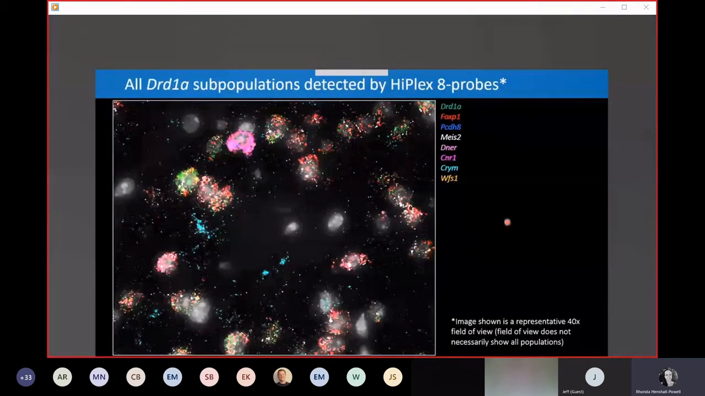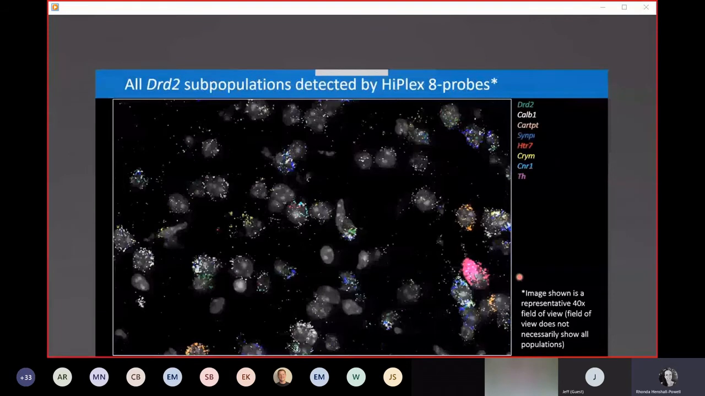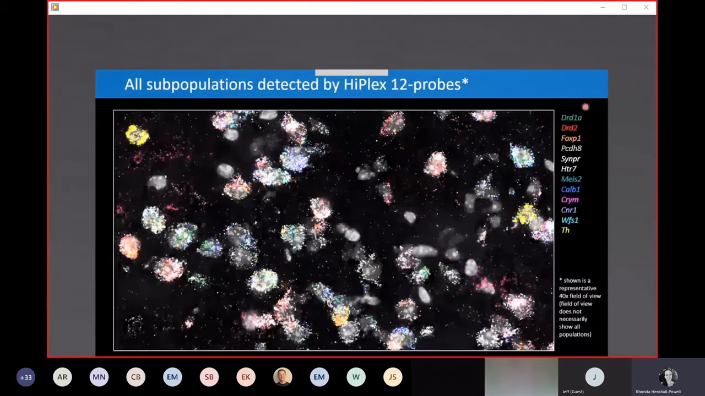And here's how the data look, where here we're looking at that panel of 8 genes that pull out the DRD1A subpopulation. As indicated, this isn't necessarily showing every single cell that's pulled down by this population, but it's a representative image. Likewise, the DRD2 subpopulation with its panel of 8 genes. And then the 12-plex assay for all 12 gene targets that pull out different subtypes in striatum.